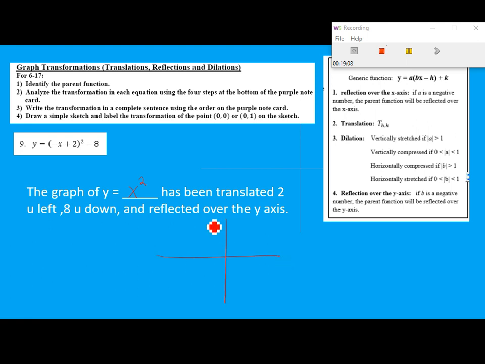We started with the graph of y equals x squared. We translated it 2 units to the left, so I'm over here now. And then we translated it 8 units down, so I'm right here. And then I reflected it over the y-axis. So right here's my point at 2, -8. And then it's a parabola opening upwards. So there's what that sketch would look like. I should have also done that on number 7. Number 7, though, just slides the graph down 4 units and then flips it. We'll sketch a graph on these as we go.